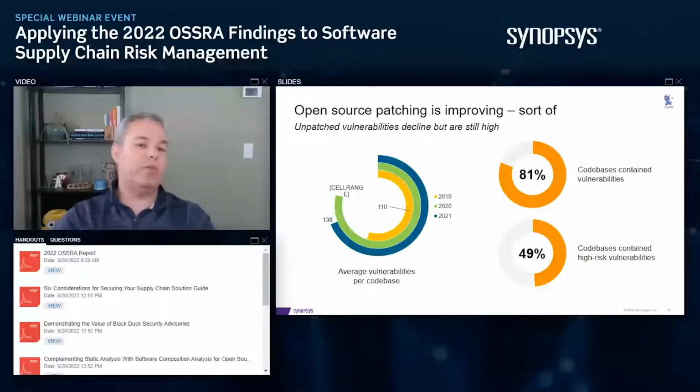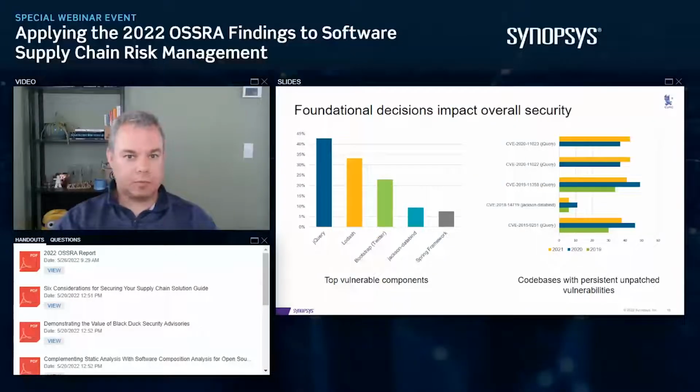Now, 81% of the code bases that we looked at last year had vulnerabilities in them. Roughly half had high-risk vulnerabilities. So if we start to break down some of the why behind it, a lot of what we actually see is related to foundational decisions. Most people don't go and say, you know what, I want to use jQuery. jQuery is something that I love. I want to use jQuery and make that the best possible platform for me.